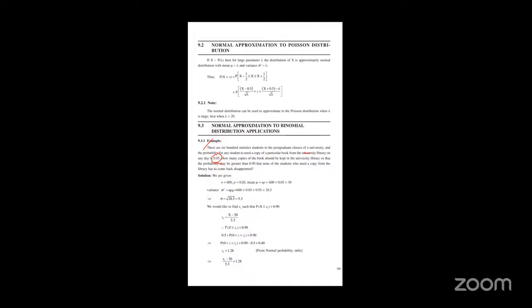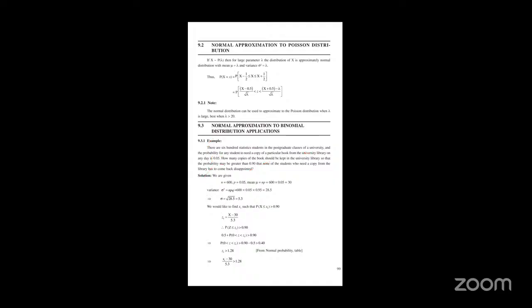So what is the total probability that it should be greater than 0.90? Then how many books should we keep in the library? We need to see, and none of the students who need a copy from the library should come back disappointed. If any person wants to take it, the probability is 0.05. So how many books do they need to keep? We will solve it.